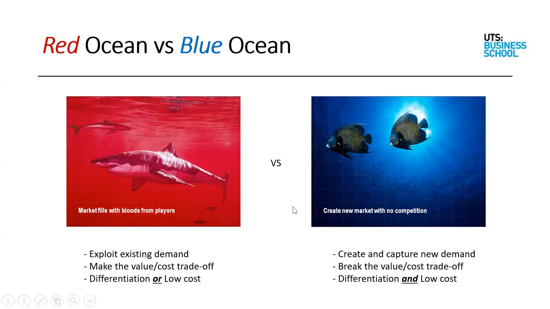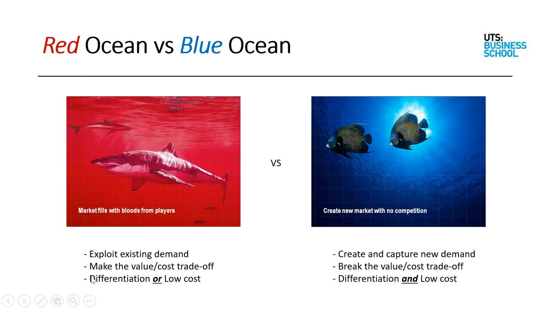Now, how do brands reposition themselves? What kind of strategies do they follow? The most common and workable strategy that brands use is called the blue ocean strategy. Instead of competing in a market which is full of competitors, that is the red ocean, where you can see several sharks competing for food, instead of exploiting existing demand, what the brands try to do is to fulfill the unfulfilled demand by creating and capturing that new demand.